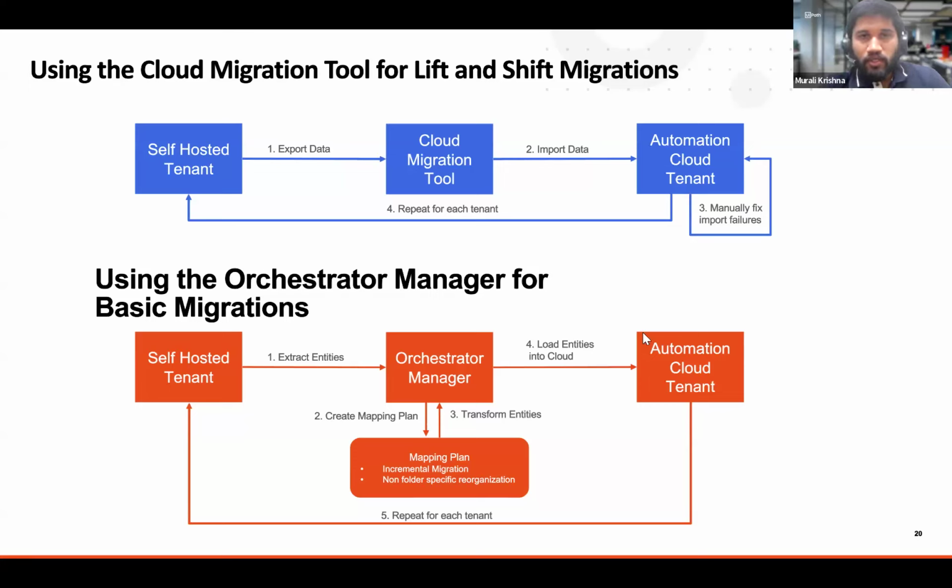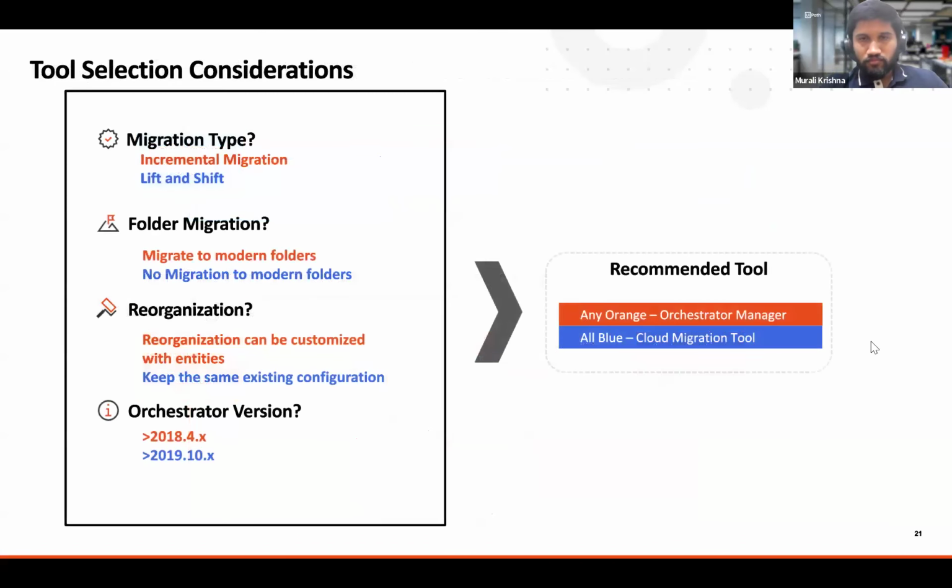So coming to the next slide, tool selection. Tool selection differs based upon our requirement. There are two types, which are called incremental migration and lift and shift. For incremental migration, we always suggest using Orchestrator Manager, and lift and shift is nothing but the cloud migration tool by UiPath.